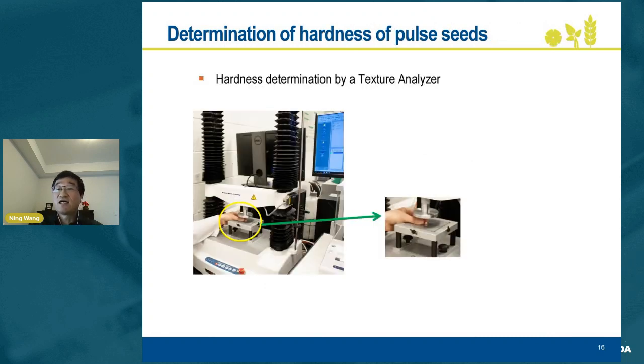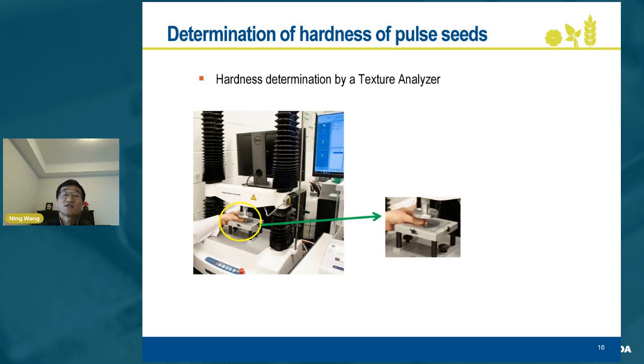So now I'm going to move on to the determination of hardness of pulse seeds. The common procedures for measuring hardness of pulse seeds are not readily available. Therefore, the objective of this study was to develop methods for measuring hardness of pulse seeds with a texture analyzer.